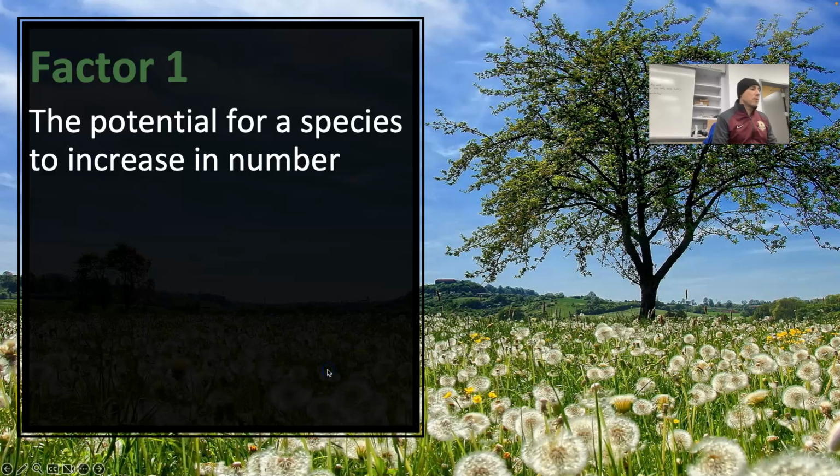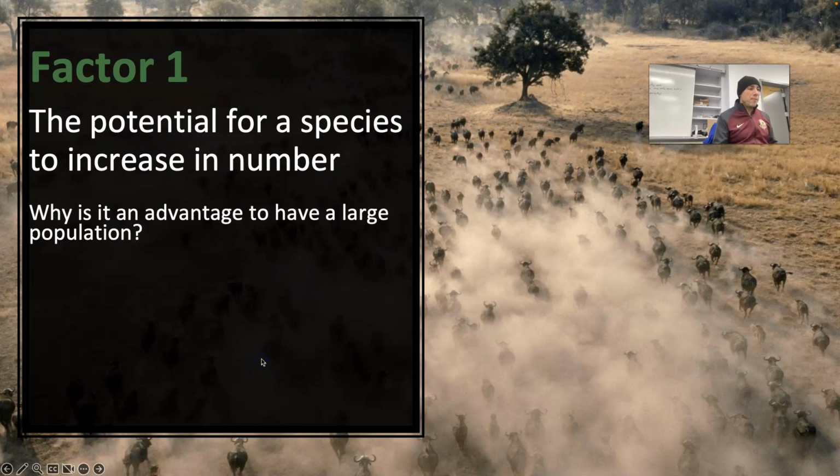So the first factor is the potential for species to increase in number. You see in this picture, we've got all sorts of dandelions. Those are the seeds and the flowers, and so those are there to help make more of that species. And it's an advantage to have a large population for a couple of reasons.